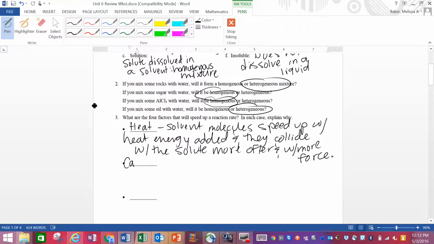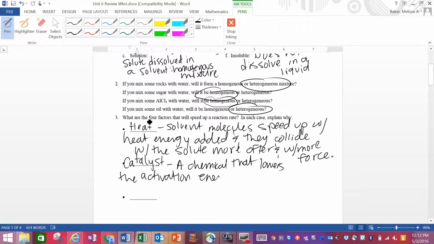Another factor that can speed up a reaction is a catalyst. This is a chemical that lowers the activation energy of a reaction. So again, picture that energy diagram. It lowers this initial hump right here, so it makes it so you can take a shortcut across.